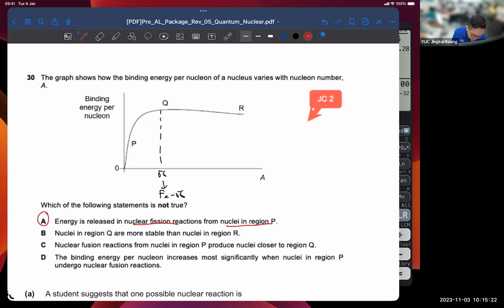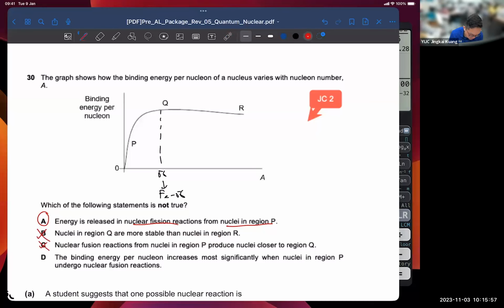Okay, so let's look at B now. B says region Q more stable than in region R. Q is more stable than anything else. So this one is confirmed true. If it's confirmed true, that means it is wrong as the answer. Now nuclear fusion reactions from option C. Fusion reactions from P produce nuclei closer to Q. P is over here. If they fuse, then they come closer to Q. So this is true.